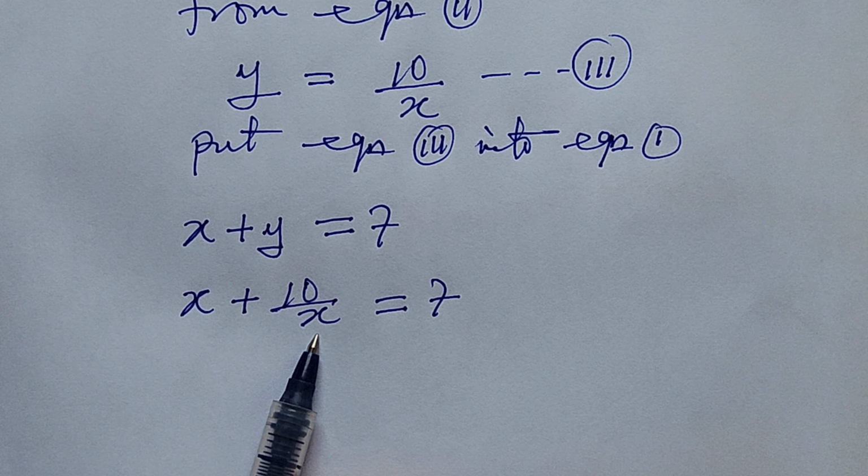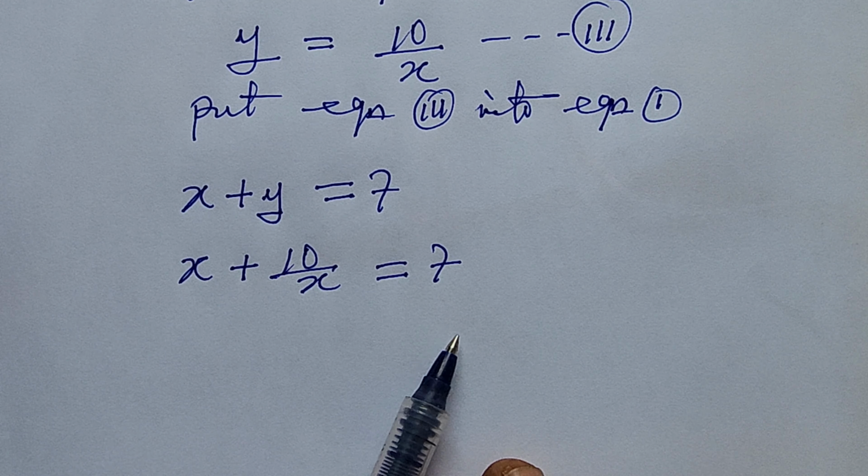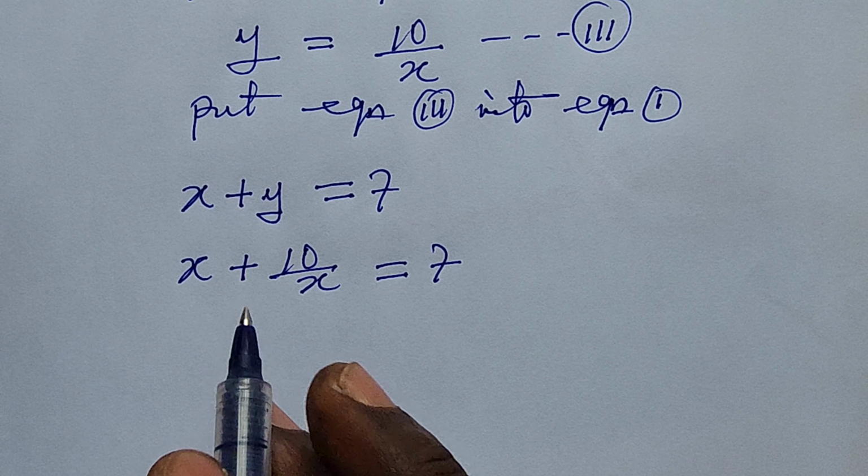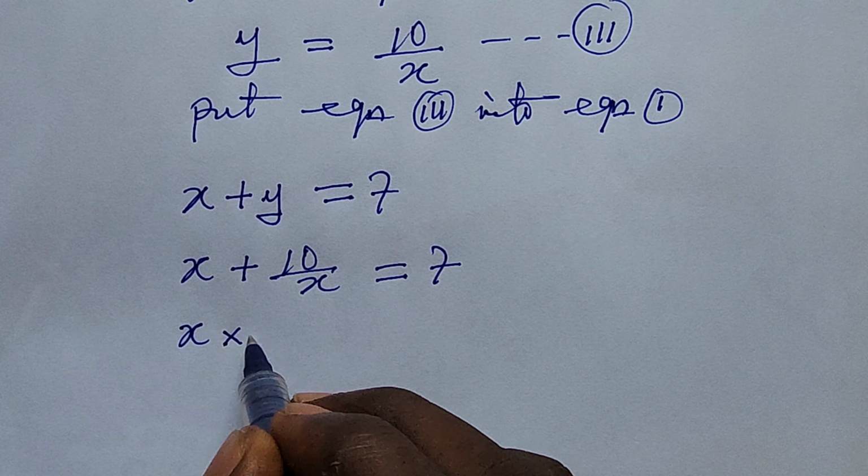How do we eliminate this x here? We multiply both sides, or each of the quantities here, by x. So this is going to give us x times x.